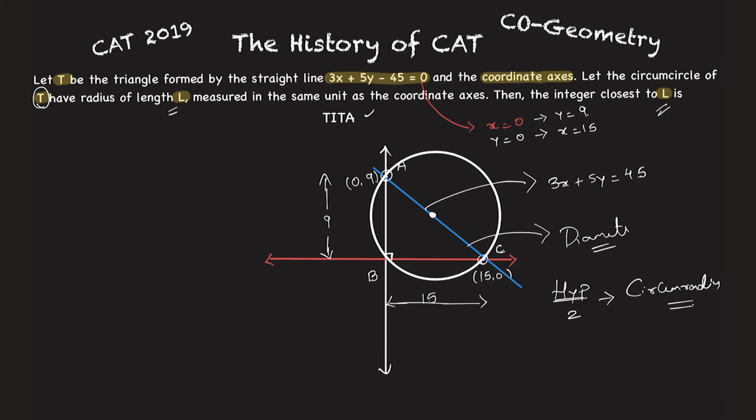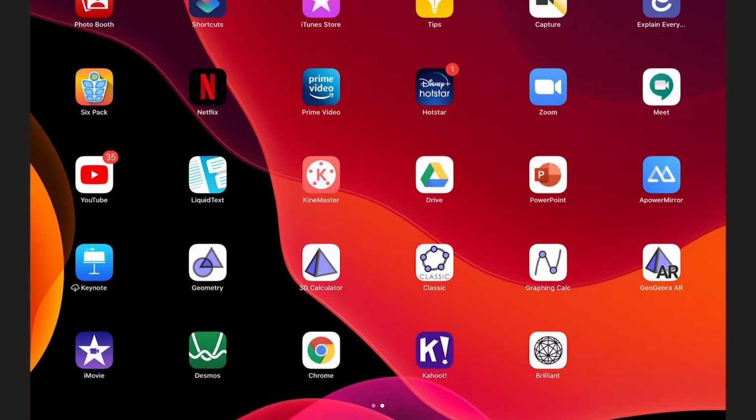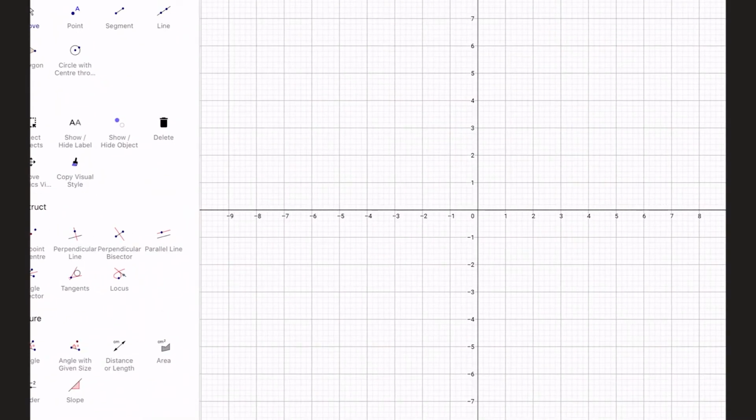Now before I find the answer, I just want you to visualize why half of the hypotenuse is equal to the circumradius. Let's visualize this even before we go ahead and solve this problem. So let's come to our graph plotter and make a triangle, and visualize why this is happening in the right angle triangle. What actually is this property? So let's make a triangle.